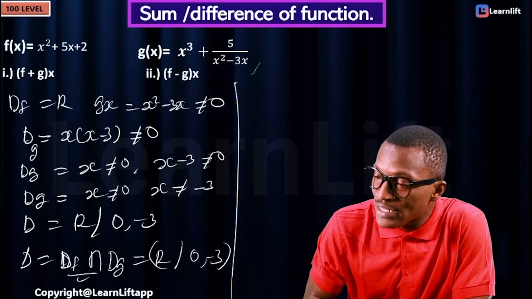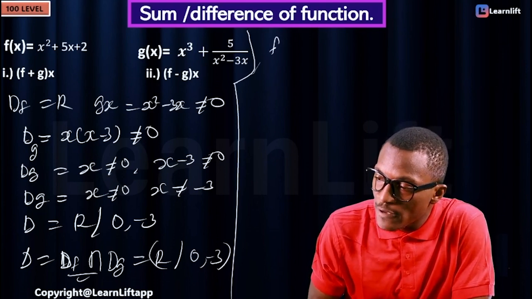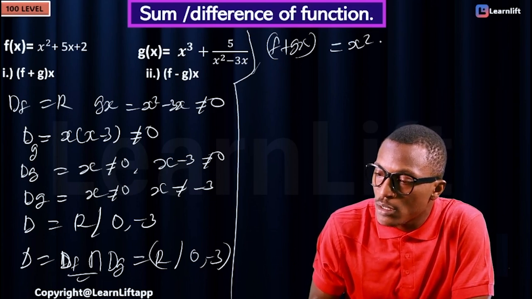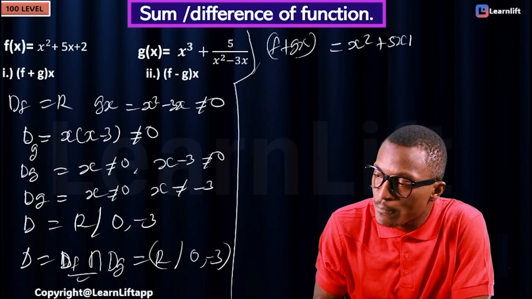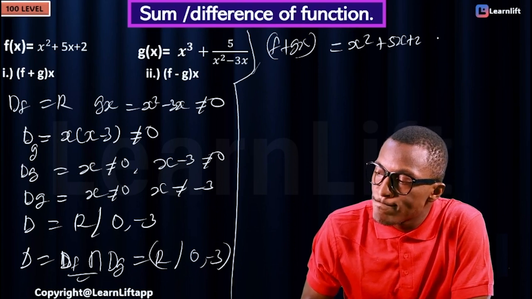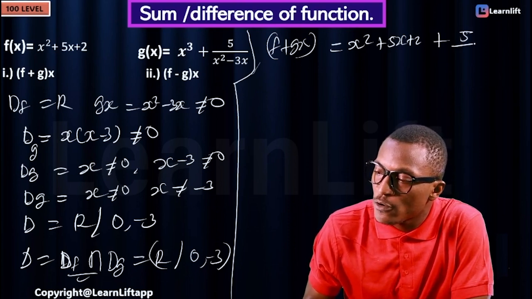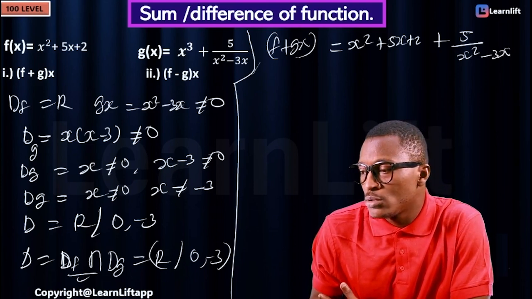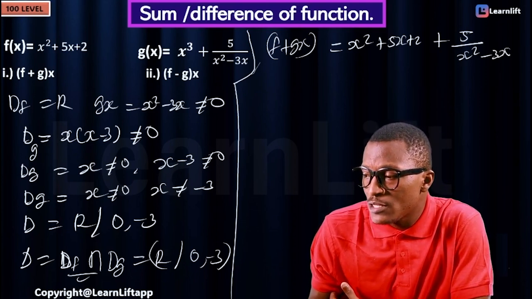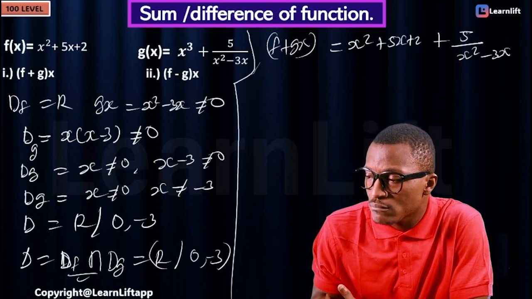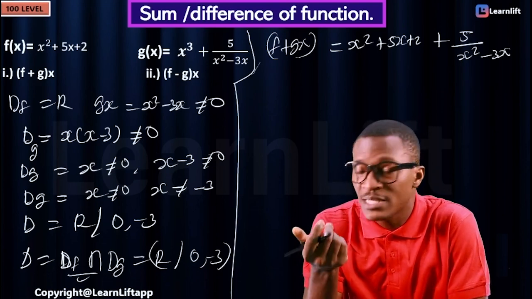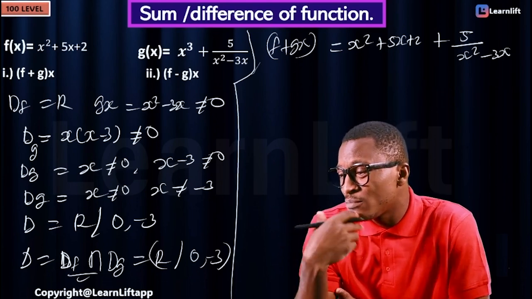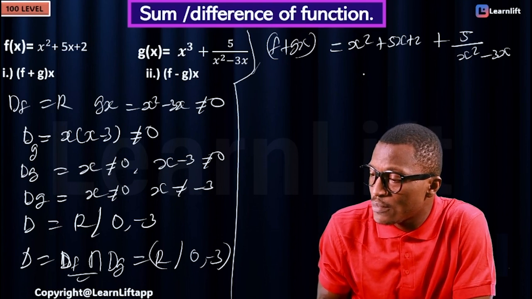So I'll now go to adding them. What is f plus g of x? That becomes x squared plus 5x plus 2 plus 5 all over x squared minus 3x. From there you can decide that you want to find the LCM. Are you with me? Finding the LCM will make it more complicated, but let's just find the LCM now.